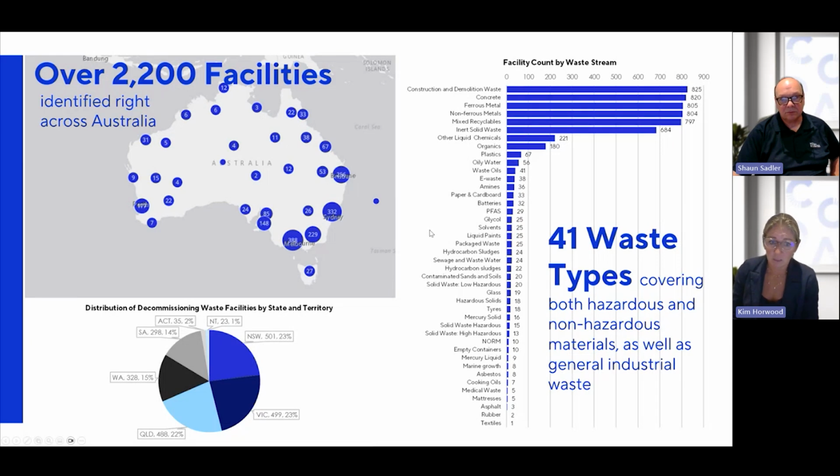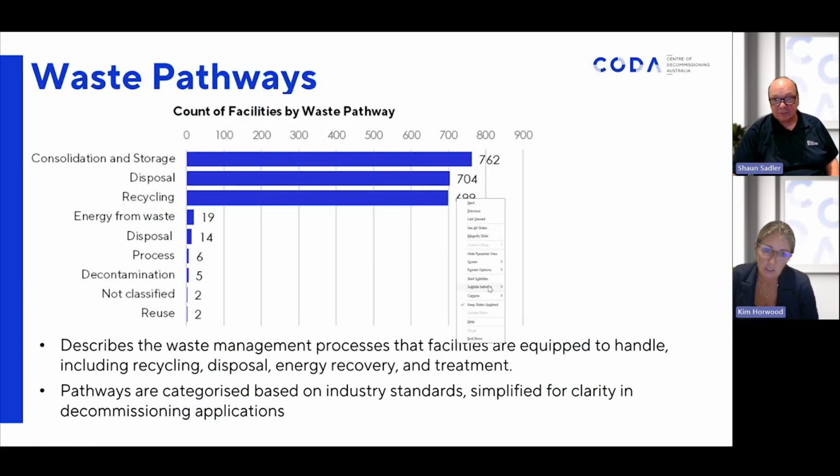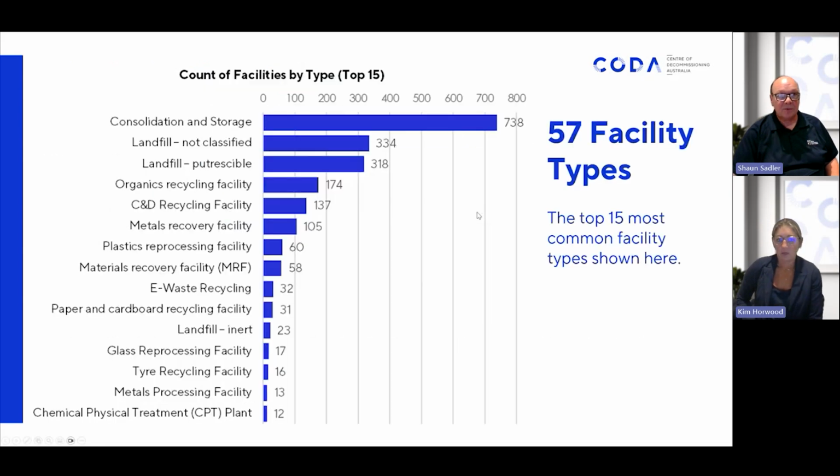The other thing that's important to see is there's quite a few facilities that are consolidation. I think that's on the next slide. So what Shaun has just got on to here now is our waste pathways. What I did here, and what we did at this point in time, is we were looking at trying to simplify our pathways and simplify language and terminology, and simplify the types of facilities and where they're going to go.